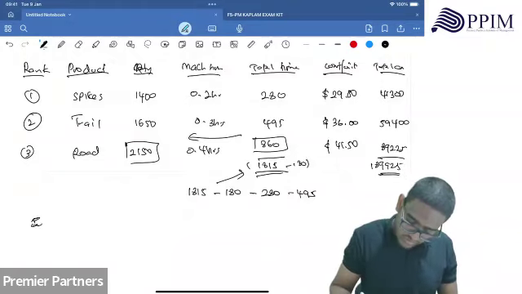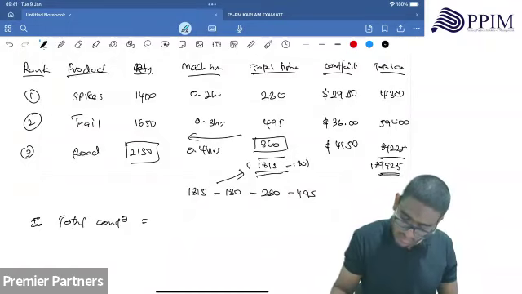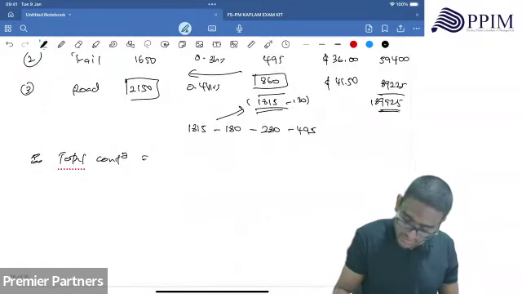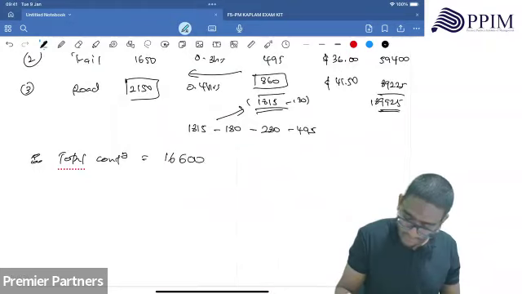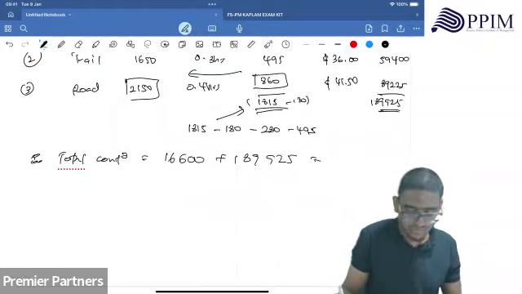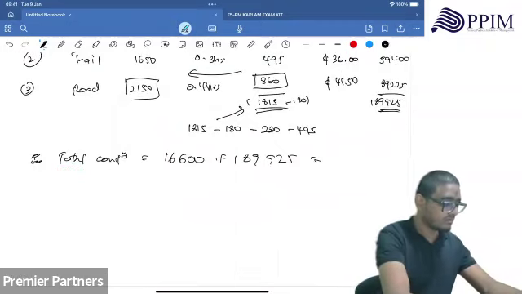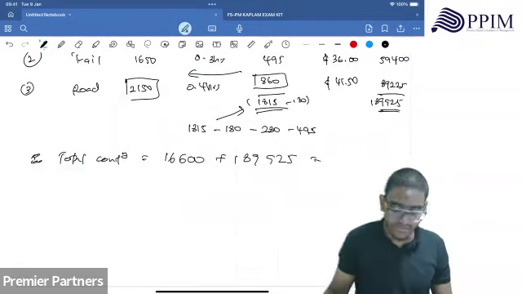So therefore, total contribution, you get 16,600 plus 189,925, which is how much? 206,525.